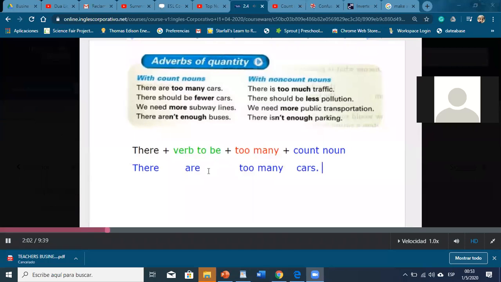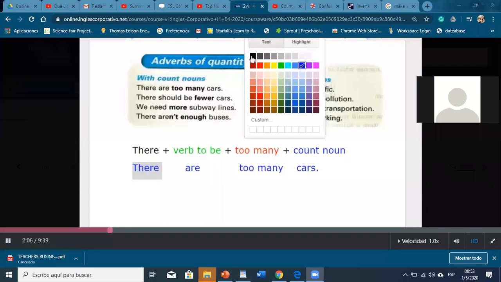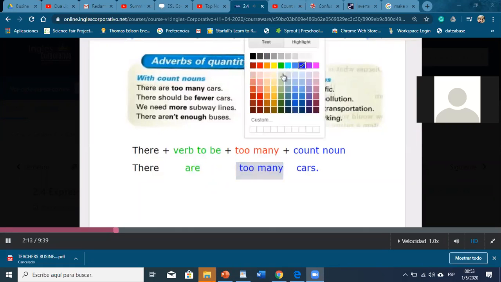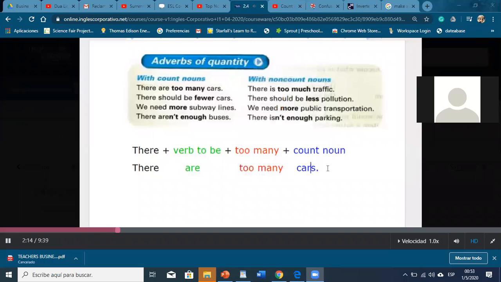Okay, and just so that we keep the pattern there, I'm going to change the colors there, and that follows the verb to be, and then we have too many. And that's how we make that expression. There are too many cars. We can also say we have too many cars.